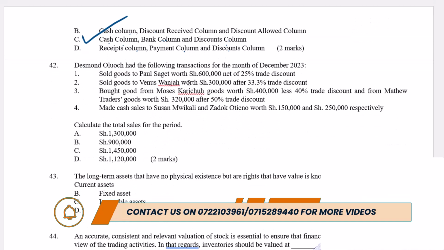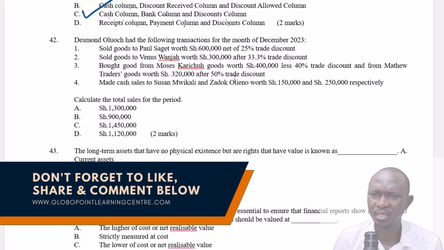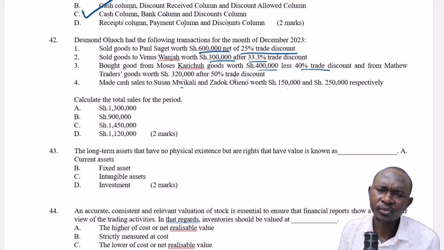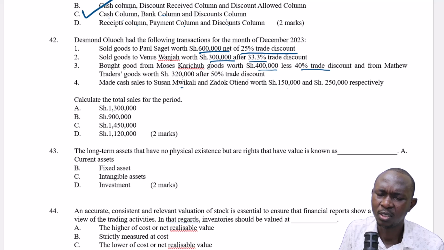Let's go to 42. Desmond Oloch had the following transactions for the month of December 2023. Sold goods to Paul Saget worth 600,000, net of 25% trade discount. Sold goods to Venus Wanja 300,000 after 33.3% trade discount. Bought goods from Moses Karinchu worth 400,000, less 40% trade discount. And from Matthew worth 320 after 50% trade discount. Made cash sale to Susan Mukali and Zado Kotieno, 150 and 250 respectively. Calculate the total sales for the period.